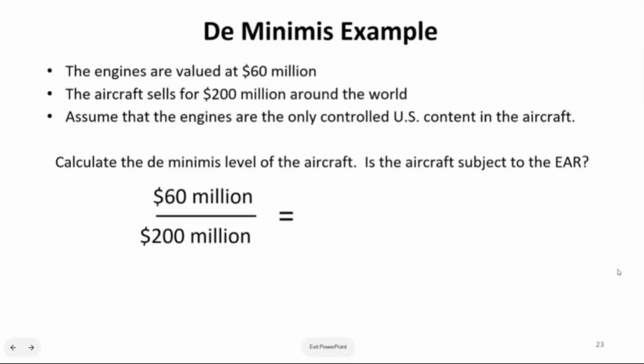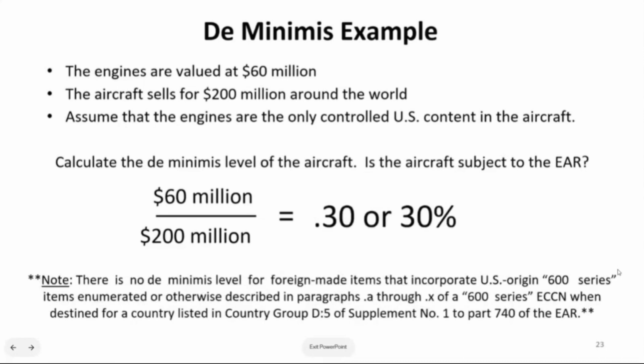So let's just say the engines are valued at $60 million. Now it's a cargo aircraft, so each engine might be $10 or $15 million each. So the engines are valued at $60 million, and the aircraft sells for $200 million around the world. So assume the engines are the only controlled U.S. content on the aircraft. In order to calculate the de minimis level of the aircraft, we're going to calculate that and see if it's subject to the EAR. To make the math easy, we're going to just divide 60 by 200. Next, please.